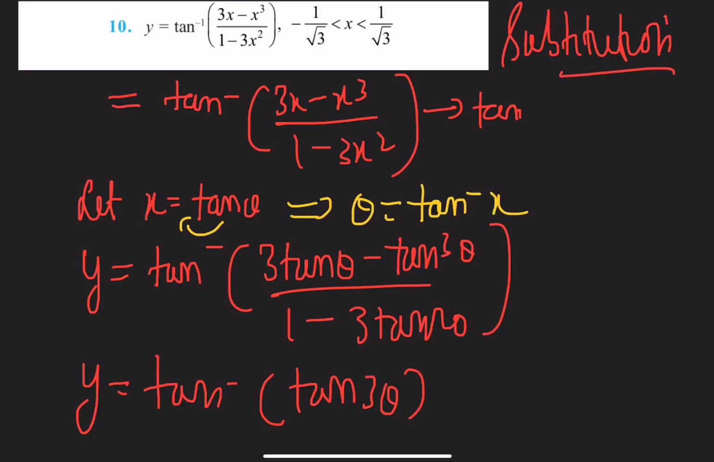Why was this method required? Because otherwise this expression, the 3x minus x cube expression, was very lengthy, and differentiating it would not have been that easy. So that's why we have decided to take such an expression whose differential is easy for us.